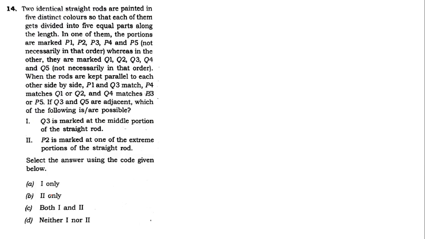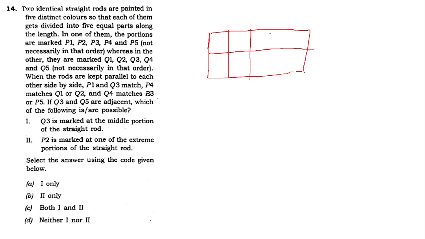Two identical straight rods are painted in 5 distinct colors so that each of them gets divided into 5 equal parts along the length. In one of them, the portions are marked P1, P2, up to P5, not necessarily in that order, whereas in the other, they are marked Q1, Q2, Q3, up to Q5, not necessarily in that order. When the rods are kept parallel to each other side by side, let us assume this is one rod and this is another rod. So 1, 2, 3, 4, 5 are possible. It's not in order, but let us just take P1, P2, P3, P4, P5.